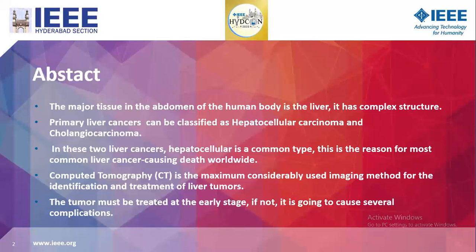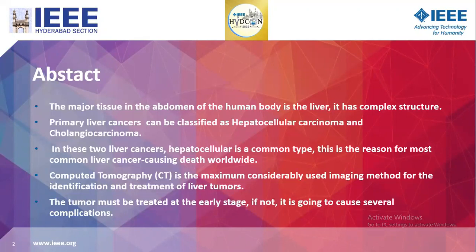Abstract. The major tissue in the abdomen of the human body is the liver. It has a complex structure. Primary liver cancer can be classified as hepatocellular carcinoma and cholangiocarcinoma. Of these two liver cancers, hepatocellular carcinoma is the common type, and it is the reason for the most common liver cancer deaths worldwide. Computed tomography is the most widely used imaging method for identification and treatment of liver tumors.